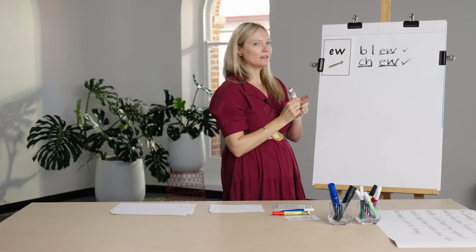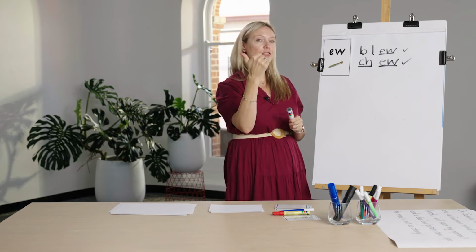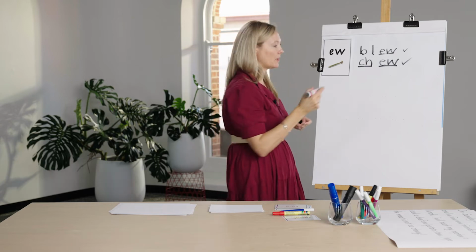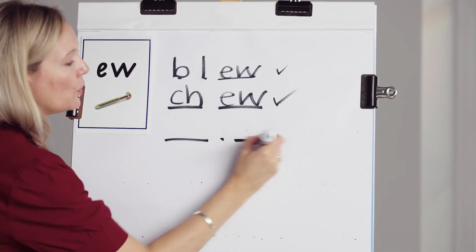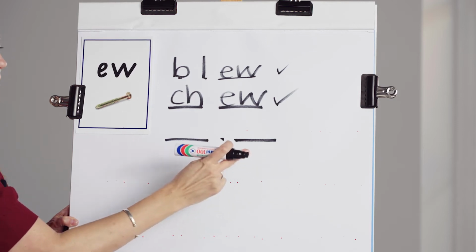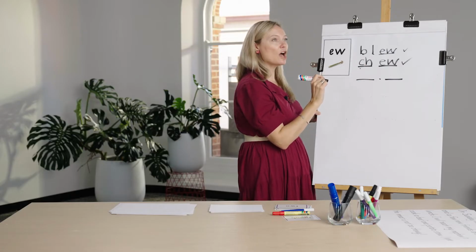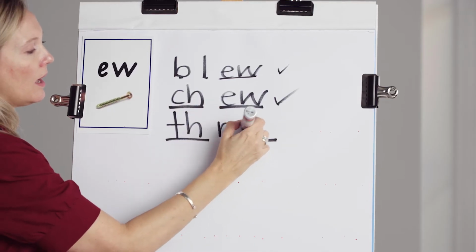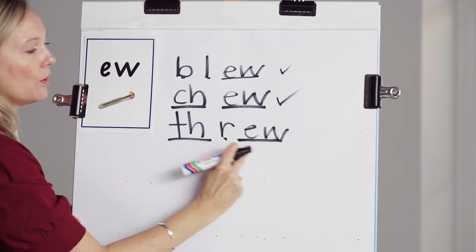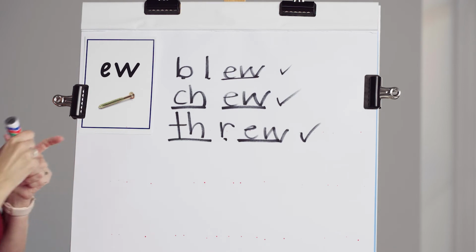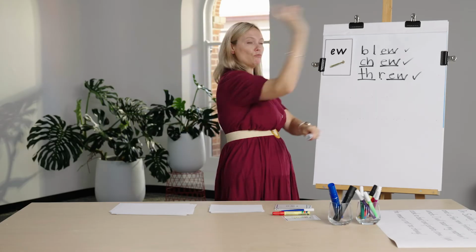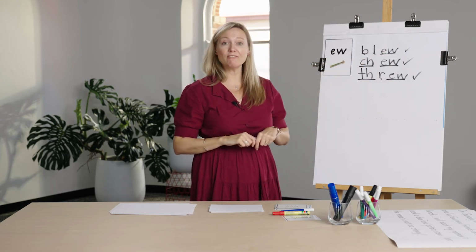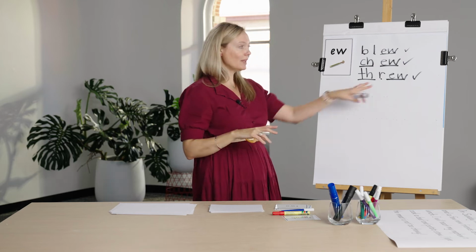Last one. Listen carefully. Th-er-oo. What word? Through. Th-er-oo. Through. What's the digraph that says T-H? R-E-W. Th-er-oo. Through is the past tense of throw. I threw a ball for my dog and he went and fetched it. Through. How did you go?